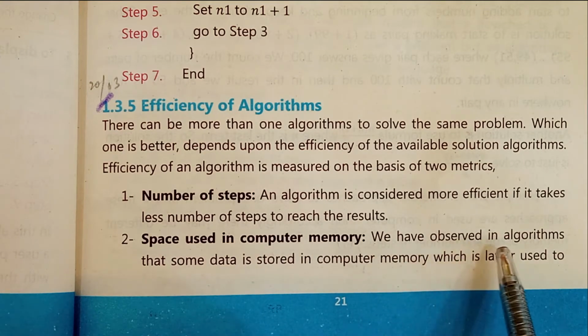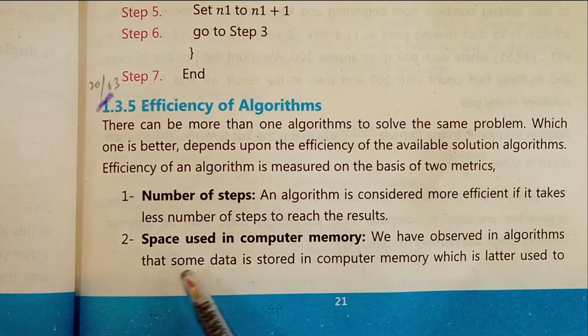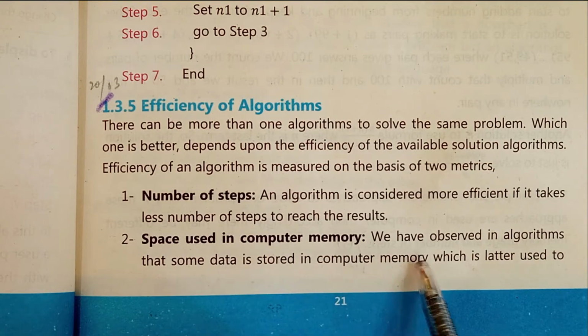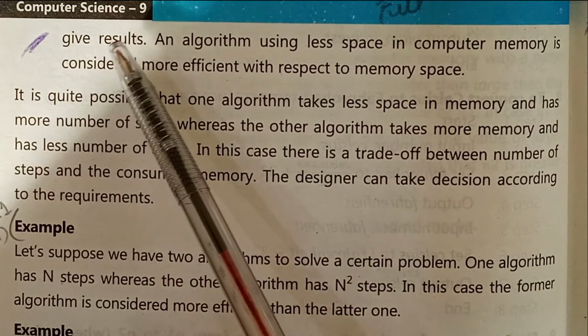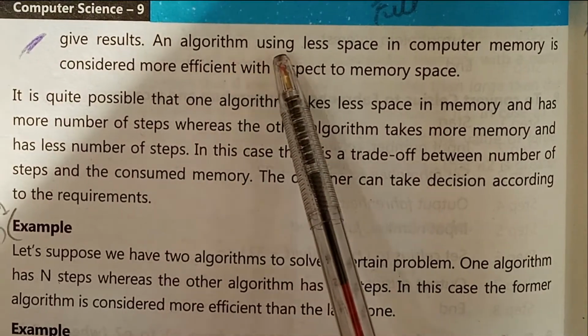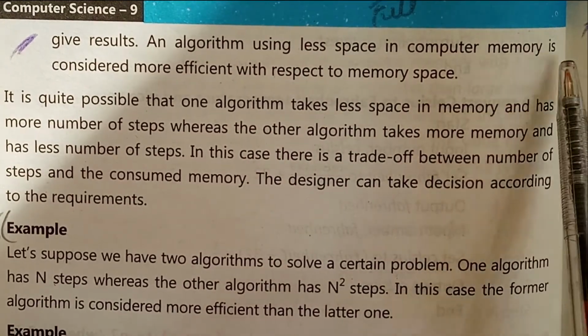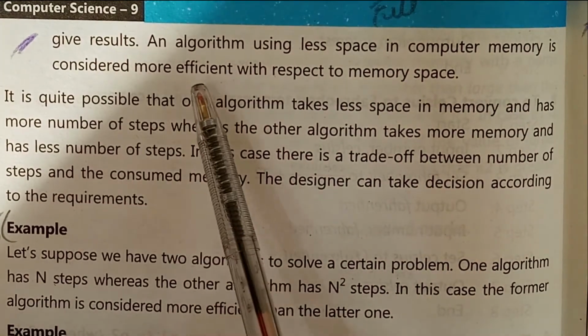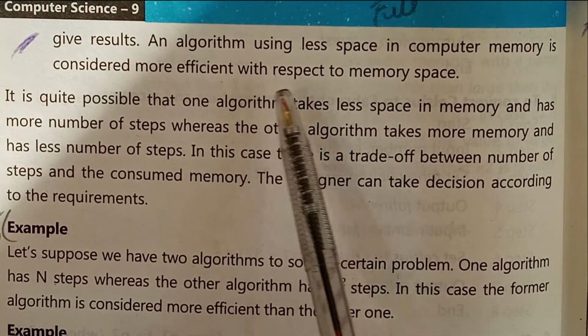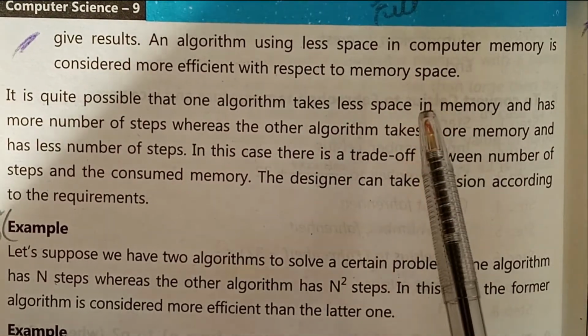Number 2, space used in computer memory. We have observed in algorithms that some data is stored in computer memory which is later used to give results. An algorithm using less space in computer memory is considered more efficient with respect to memory space.